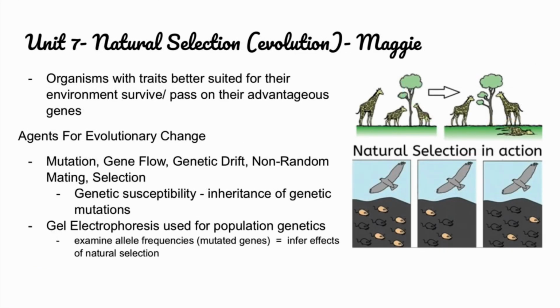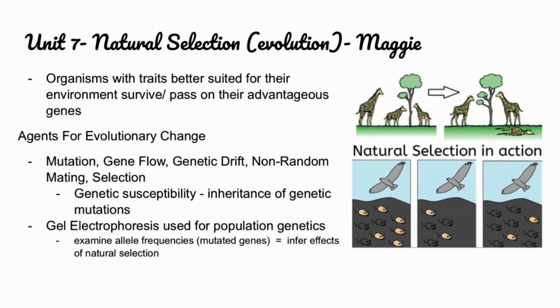So Unit 7 was about natural selection or evolution, which is organisms with traits better suited for their environment to survive and pass on their advantageous genes. So agents for evolutionary change are mutations, gene flow, genetic drift, non-random mating, and natural selection.